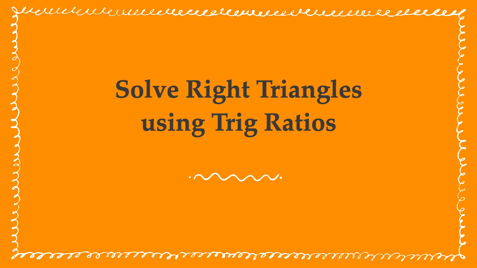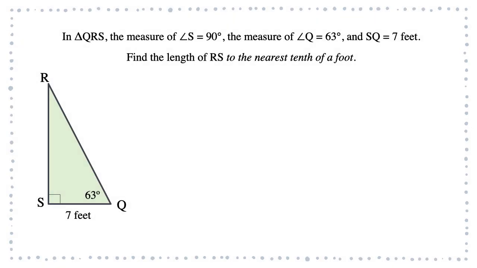Let's continue our work with solving right triangles using trig ratios. In triangle QRS, the measure of angle S is 90 degrees, the measure of angle Q is 63 degrees, and SQ is 7 feet. Find the length of RS to the nearest tenth of a foot. So let's call RS, that unknown length, X.